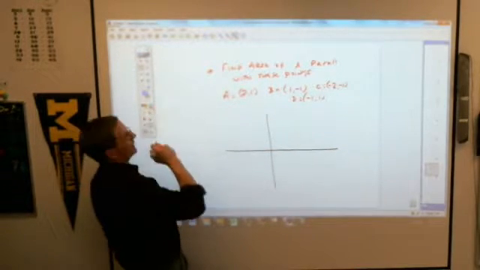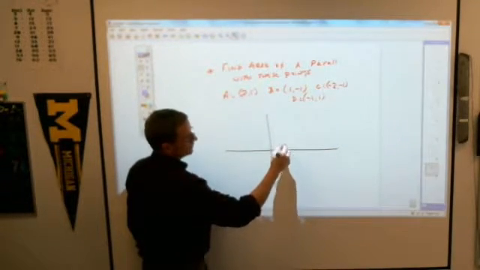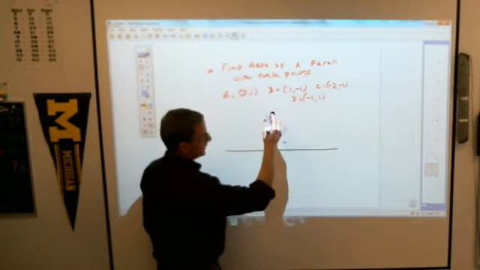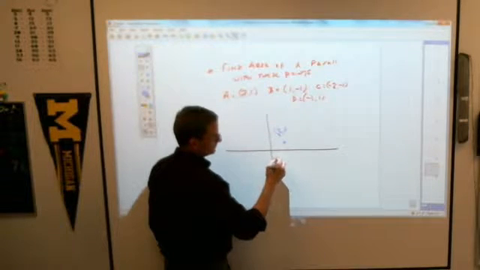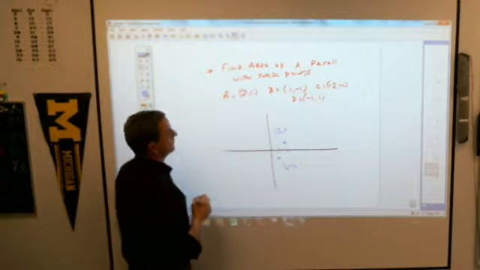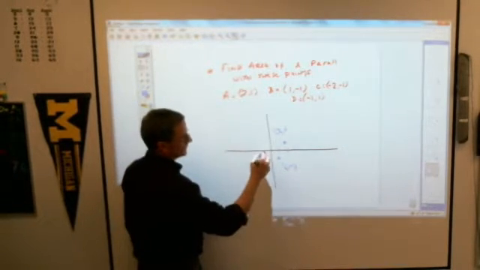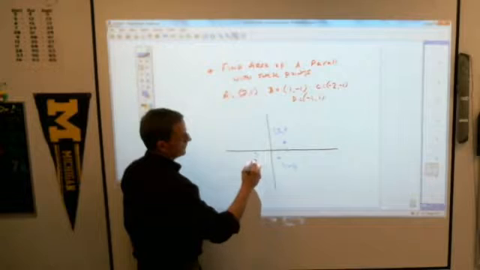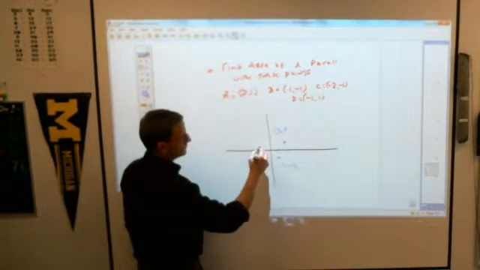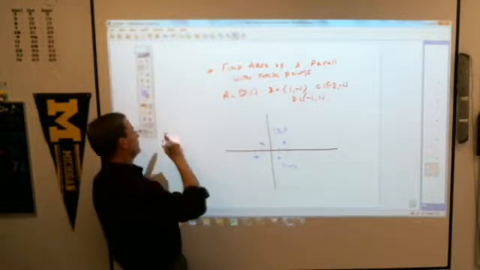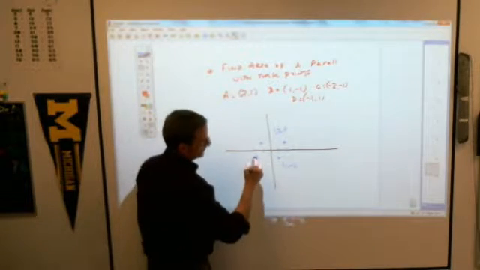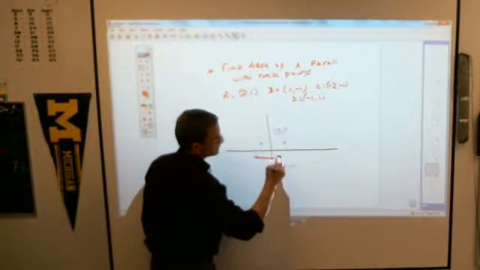My points look like this, 2, 1. Here's 2, 1. 1, -1. What's the next one? -2, -1. And -1, 1. By the way, if you don't get a shape that has parallel lines here, people, you did something wrong. Okay, so my parallelogram looks like this.